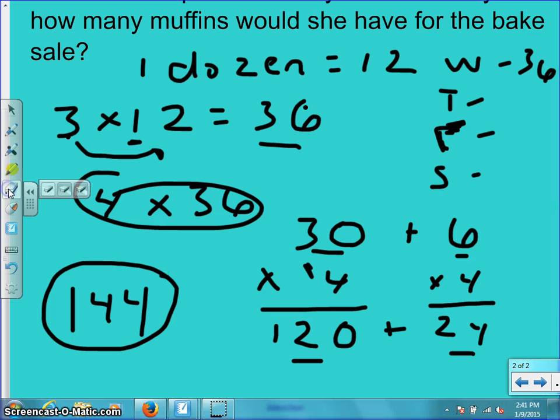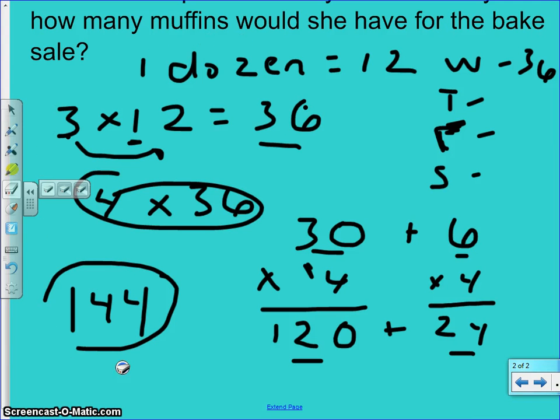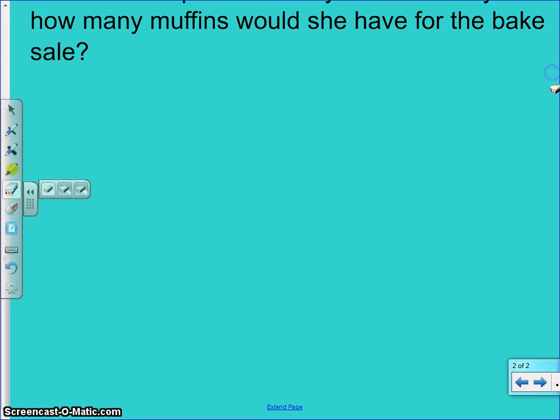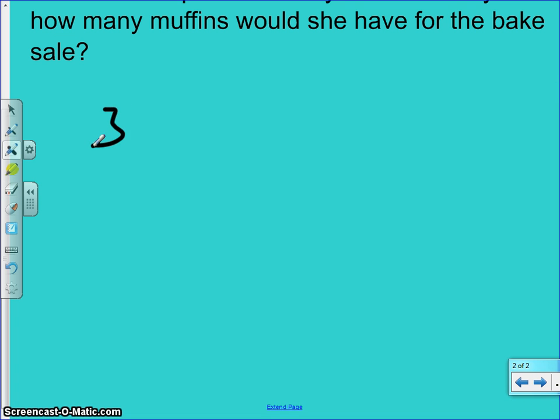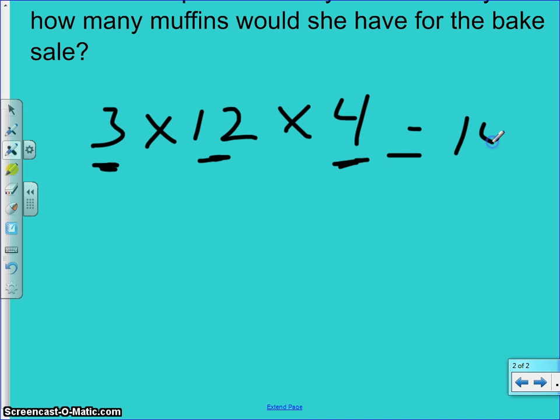And again, this is a whole lot of work I'm doing down here to solve this problem, and I'm dissecting it apart. But here's what it basically looks like when I'm just writing it as a multiplication sentence. Okay? She had 3 dozen muffins that she made in 4 days. So her one recipe made 3 dozen, so 3 times 12 times 4, and that gave me the 144.